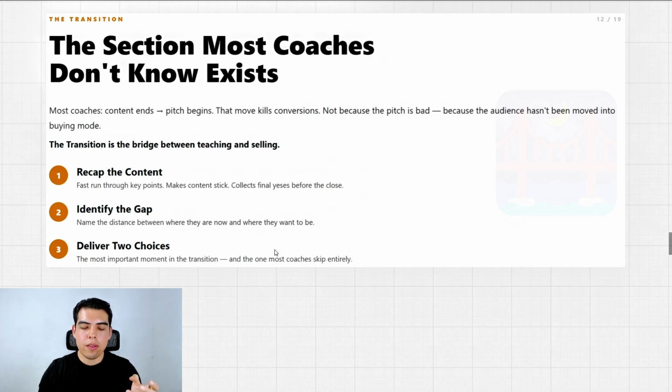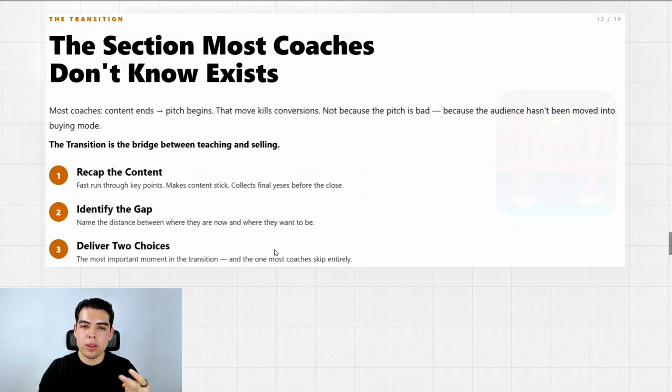And that is what kills conversions. Not because the pitch is bad, not because the content was weak, but because the audience has not been moved into buying mode yet. The transition does three things specifically. First, it recaps the content. Not a full summary, but just going through the key points. We covered X, we covered Y, and Z.